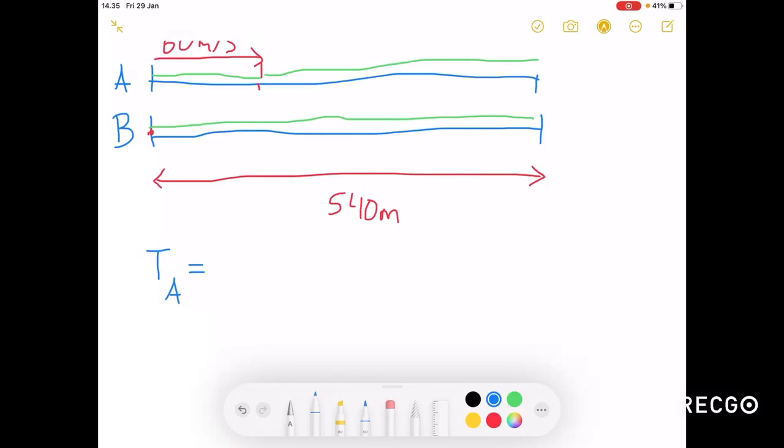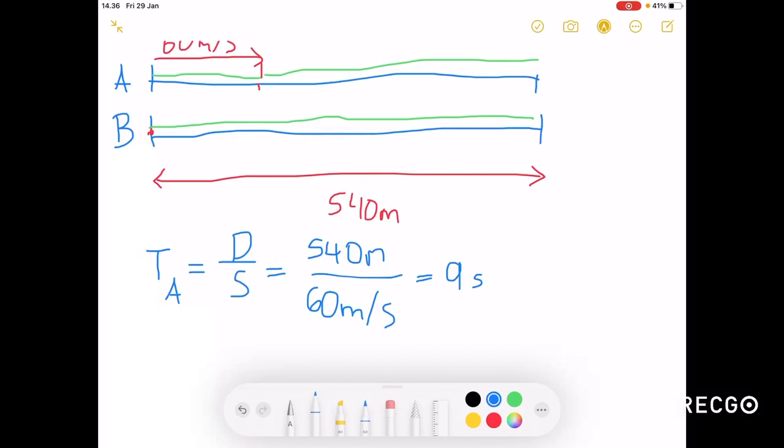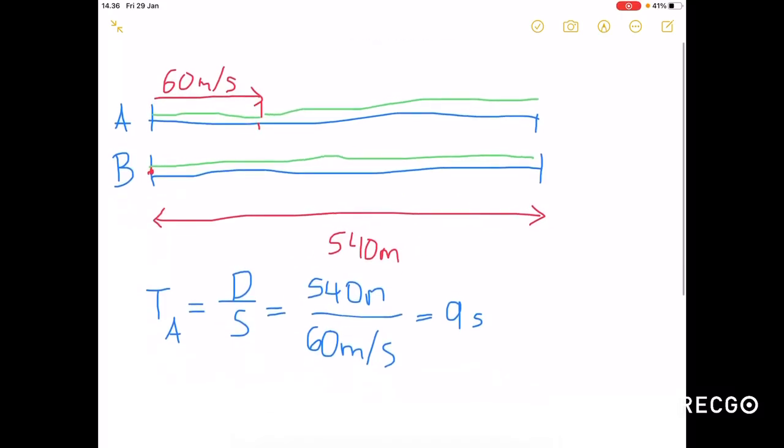Alright, so we know it is just the same as the distance over speed. In this case, our distance will be 540 meters and our speed will be 60 meters per second. After evaluating this, we get our time needed is 9 seconds. So what I mean before by we need to let B win the race is that B has to have at least the same time as car A to finish the race, since a race is counted as time.